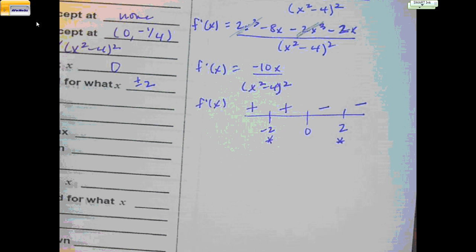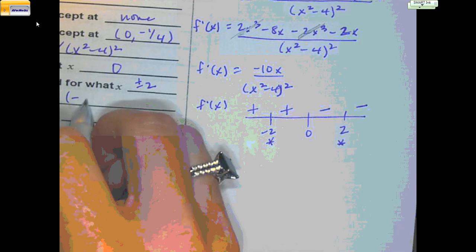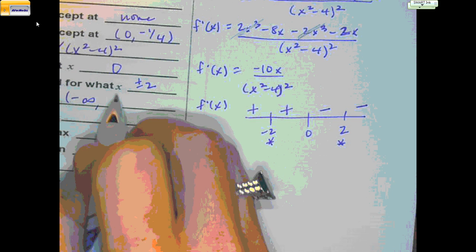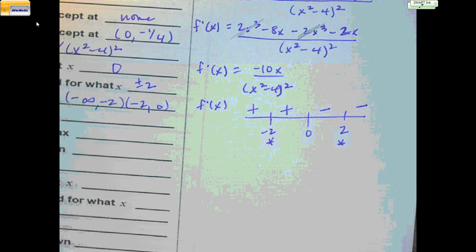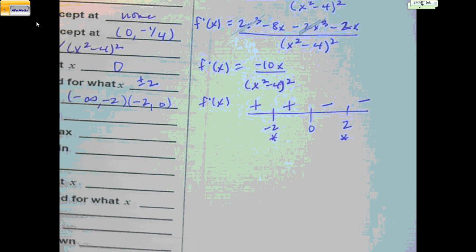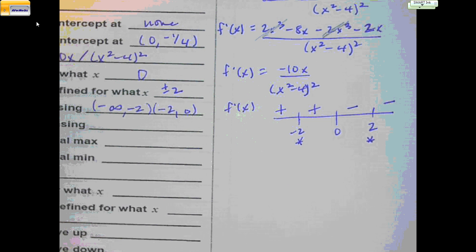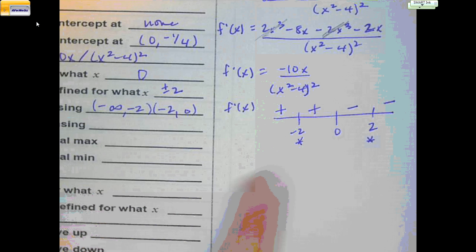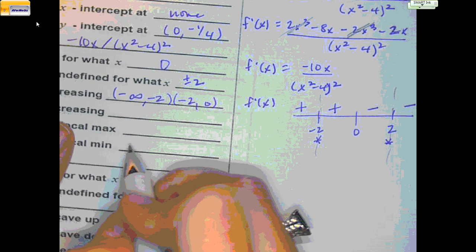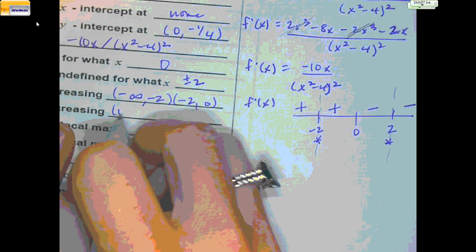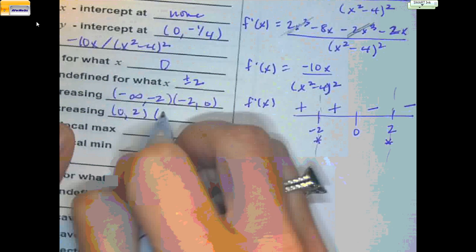So it's increasing from negative infinity to negative 2 and from negative 2 to 0. Why can't I just say from negative infinity to 0? Right, because at negative 2, there's not a point. It doesn't exist. We've got an asymptote right here. And if it helps some of you, you could actually physically draw an asymptote every time, and that will kind of help remind you that there's a break in the graph. Decreasing, we are decreasing from 0 to 2 and from 2 to infinity.